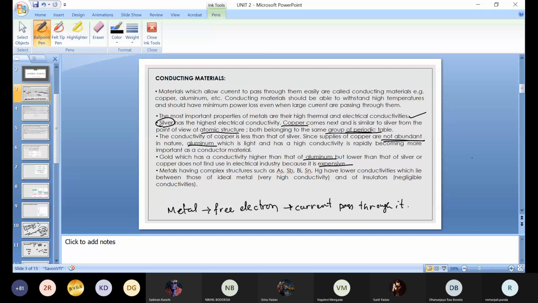Other than this, we have other metals like arsenic, tin, bismuth. These metals have a very complex structure. Due to that, their conductivity does not fall at the level of conductors, nor at the level of insulators. It is somewhere in between. Still we cannot use them because of their low conductivity as well as their complex structure.